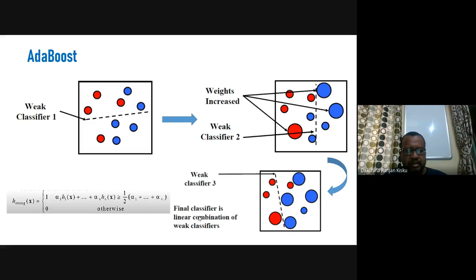So here you can see the equation. Here we get the strong classifier from a number of weak classifiers, and that is compared with the threshold. Whenever the combination is found to be greater than or equal to the threshold, then we give one for the strong classifier. Otherwise, we assign zero for the strong classifier.